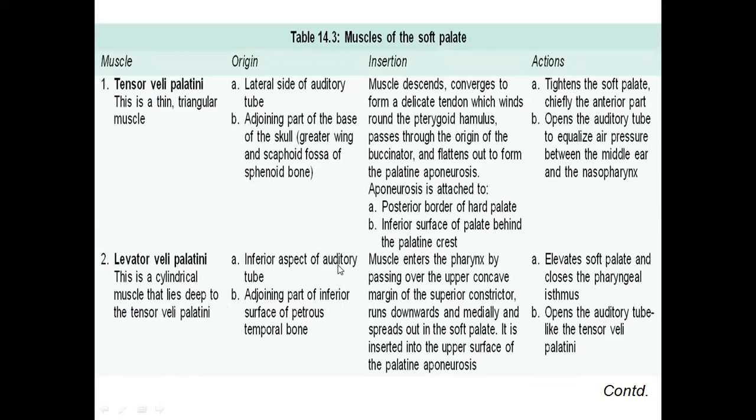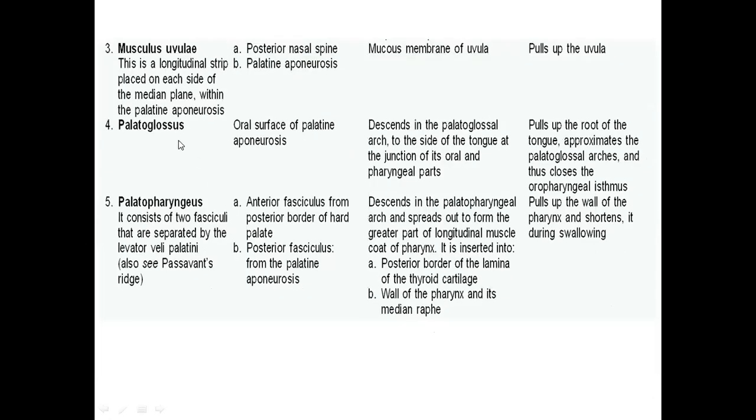It comes from the inferior aspect of the auditory tube, and the adjoining part of the inferior surface of the petrous part of the temporal bone. Insertion: the muscle enters the pharynx by passing over the upper concave margin of the superior constrictor, runs downwards and medially and spreads out in the soft palate. It is inserted into the upper surface of the palatine aponeurosis. Levator means it elevates the soft palate and closes the pharyngeal isthmus. It opens the auditory tube like tensor veli palatini.